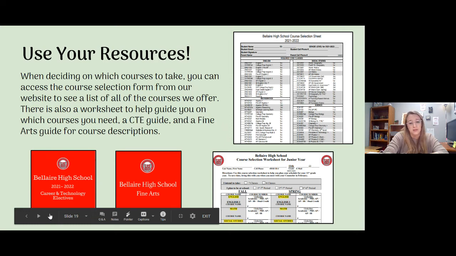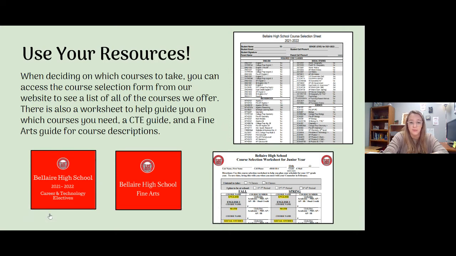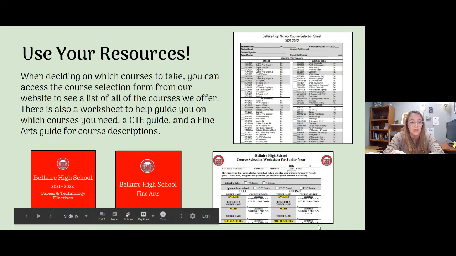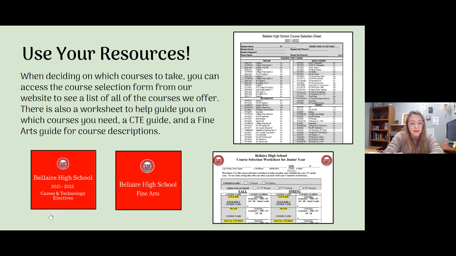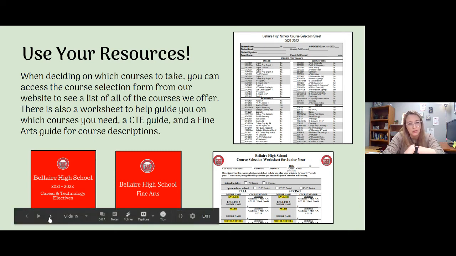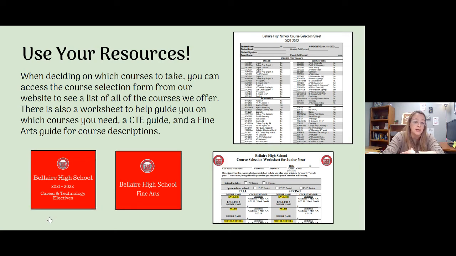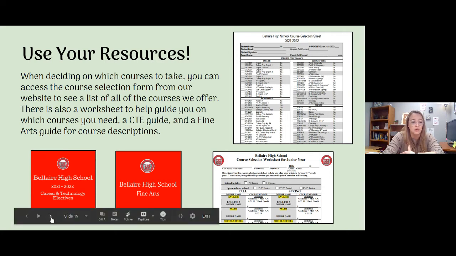There are a lot of resources online. A lot of times we'll get questions that are answered in these resources, so go ahead and check them out. You'll be able to see the course selection where we have all the classes listed. And then there's also a worksheet that helps guide you through your course selection process. And then there are the CTE guides and the fine arts guides. If you look at the CTE courses and you're like, well, I don't know what that is, check them out. They're also on our website.